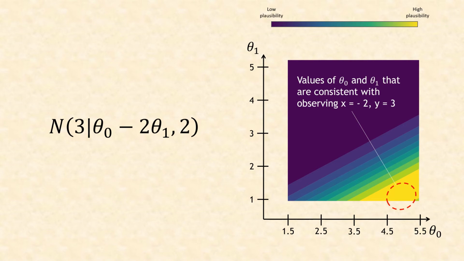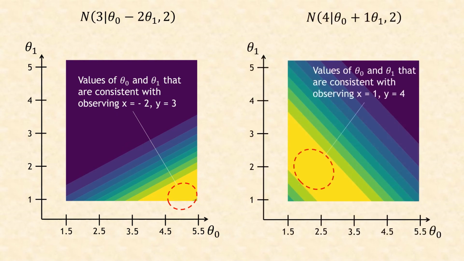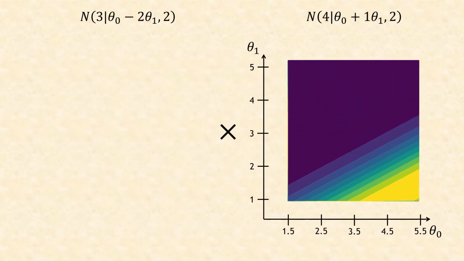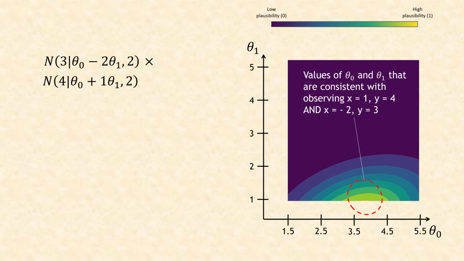We can draw the same surface for a different data point. In this case, the data point has x equals 1 and y equals 4. θ0 of around 2.5 and θ1 around 2 is most consistent with that observation. In the likelihood, we multiply these two surfaces together, so let's go ahead and do that. We end up with a new surface where the highest probability values are now concentrated in the mid region. θ0 is around 3.5, and θ1 is still around 1. These are the thetas that are most consistent with jointly observing the pair of data points.